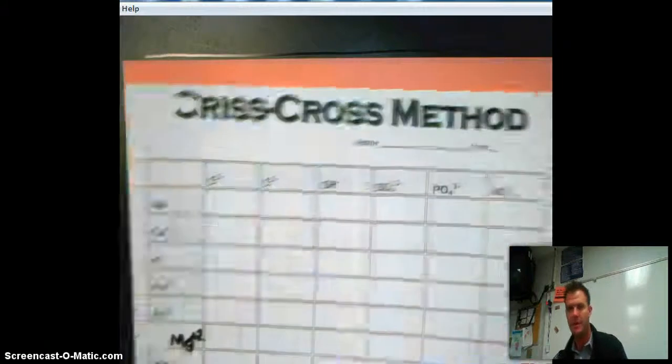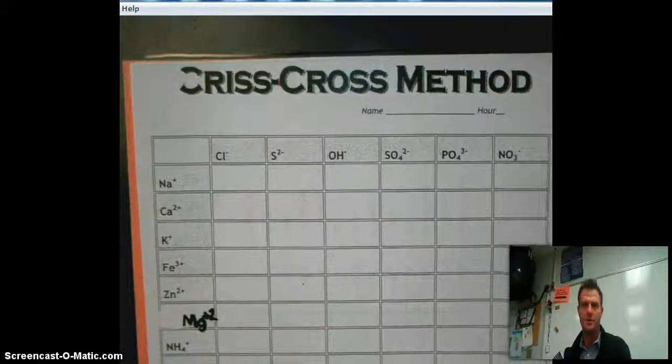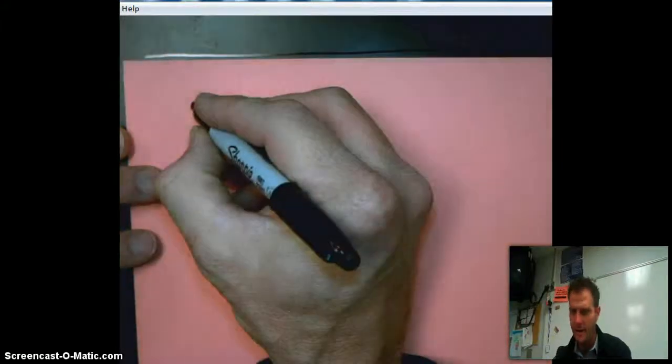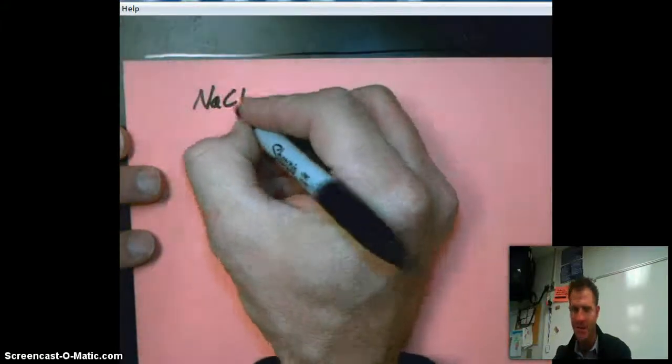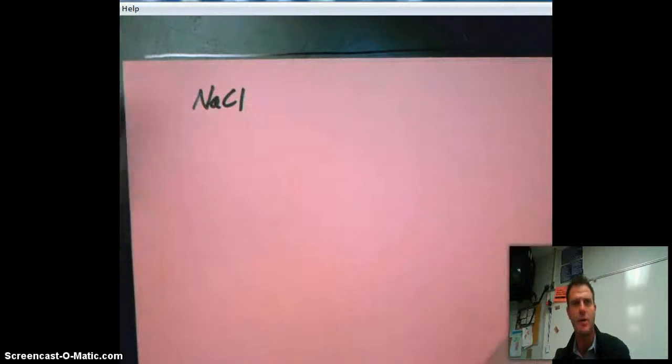So what we're going to do for you this morning is a little Criss Cross applesauce. Now, before we get into the paper that you have in front of you called the Criss Cross Method, everybody should have this sheet. We're going to go over a few things just to highlight what this is. So why do we have a formula of NaCl? How do we get that?